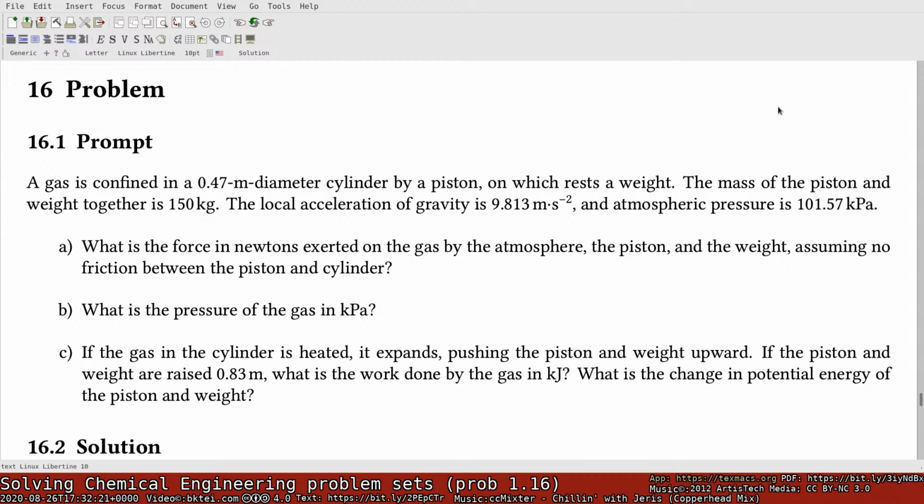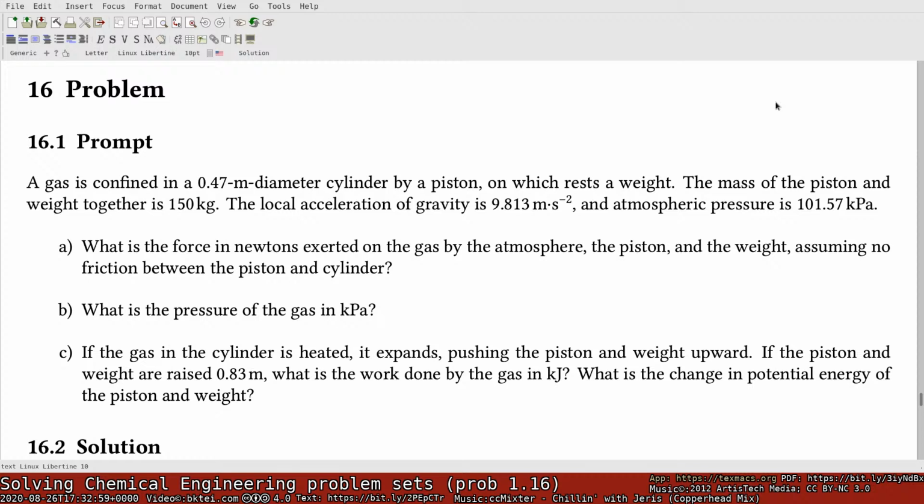Okay, so problem 16. A gas is confined to a 0.47 meter diameter cylinder by a piston on which rests a weight. The mass of the piston and weight together is 150 kilograms. The local acceleration of gravity is 9.813 meters per second squared, and atmospheric pressure is 101.57 kilopascals. A. What is the force in newtons exerted on the gas by the atmosphere, the piston, and the weight, assuming no friction between the piston and cylinder? Part B. What is the pressure of the gas in kilopascals?